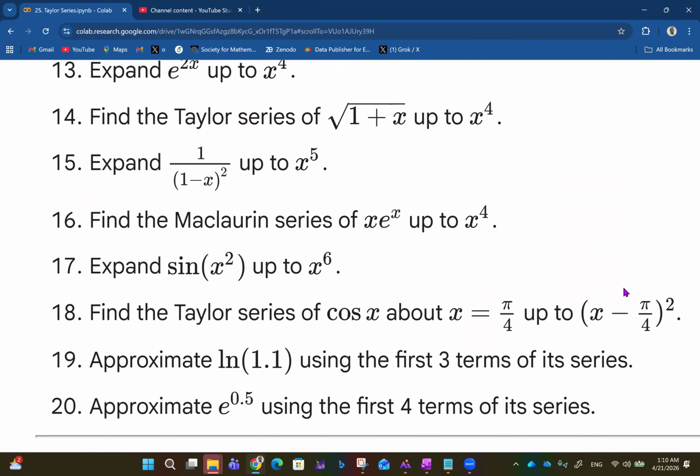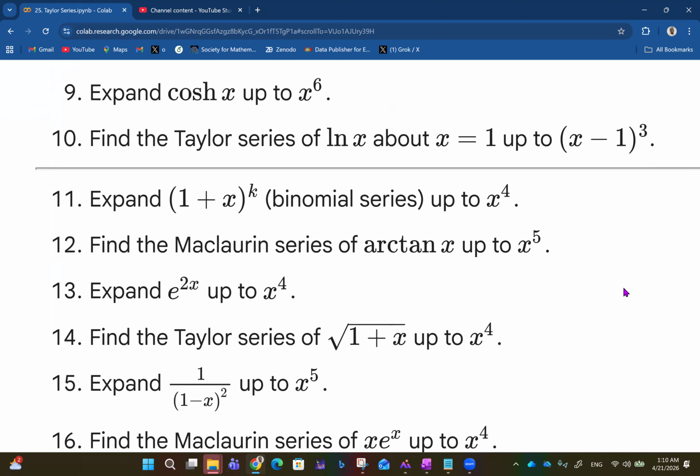Okay, I think I'll now do 10 and 16. Find the Maclaurin series of x e to the power x up to x to the power 4. Yeah, so let me do 10 and 16. The first, 10, says find the Taylor series of ln x about x equals 1 up to (x - 1) raised to power 3. So let's see that.